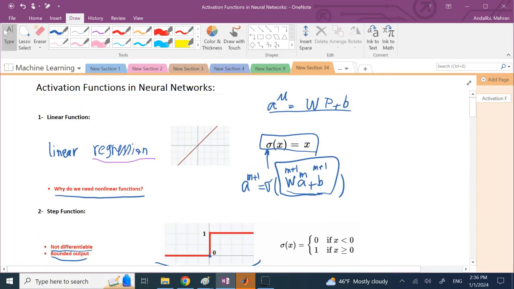When I talk about CNN or RNN or GAN or any of them, we'll say why each one of these activation functions should be used in them.